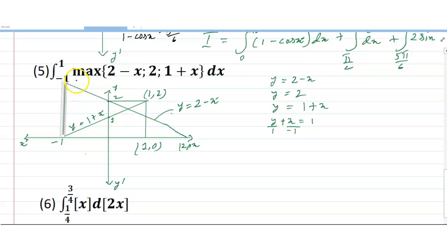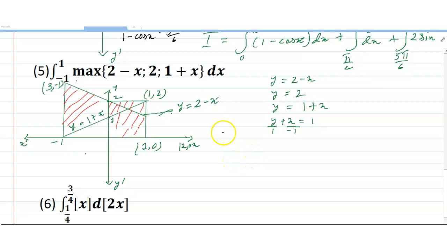And this portion is also 3. 3 comma minus 1, this point. Now friends, our maximum value is this line. This line is maximum value is minus 1 to 1. This line is maximum value. This is my total maximum value of this bounded region.